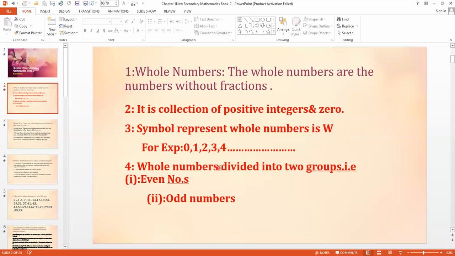Number 4, whole numbers are divided into 2 groups. The first one is even numbers and the second one is odd numbers. Look here. Here we have 0, 1, 2, 3, 4. A few numbers are divisible by 2, like 2 and 4. Both of these are divisible by 2, which means these are even numbers. And obviously, some are not divisible by 2, like 1 and 3. So these are odd numbers. Zero, as you know, is divisible by all the numbers in this world. So obviously 0, 2, 4, 6, 8, all these are divisible by 2. Clear to all? Okay, now we can move towards the next points.